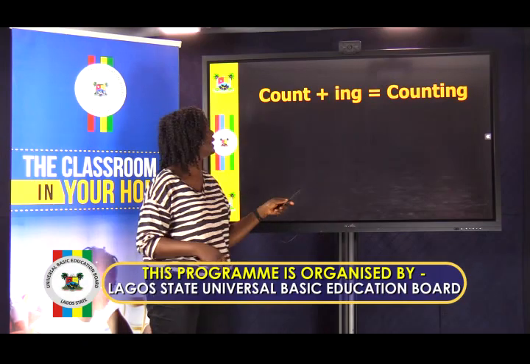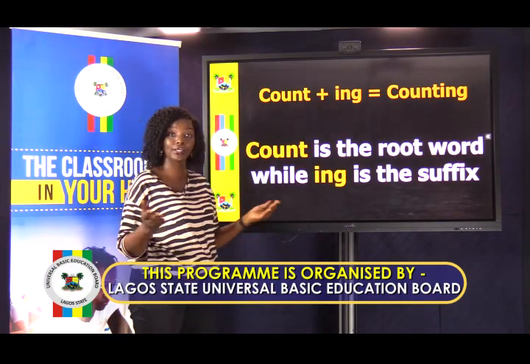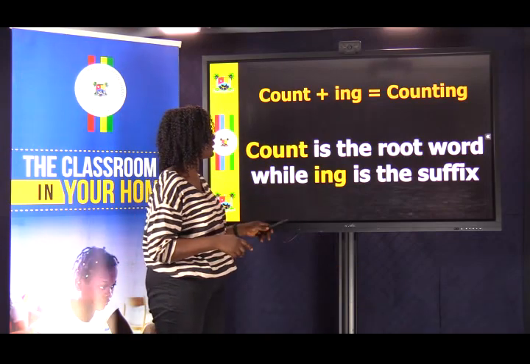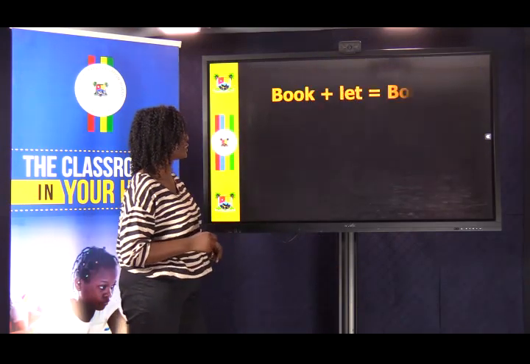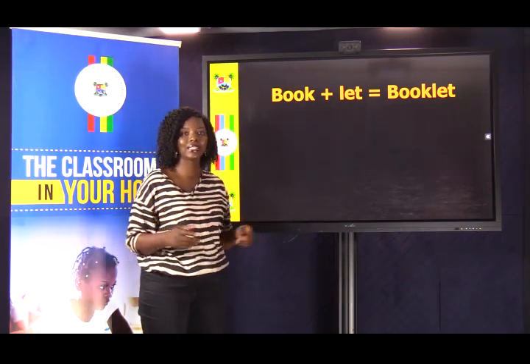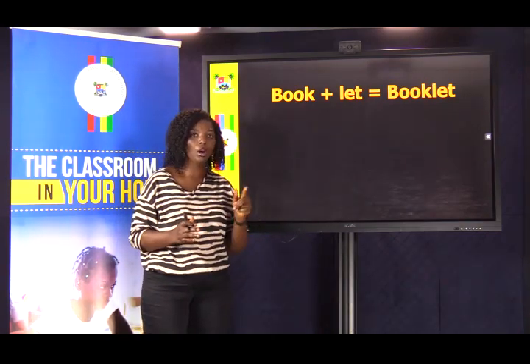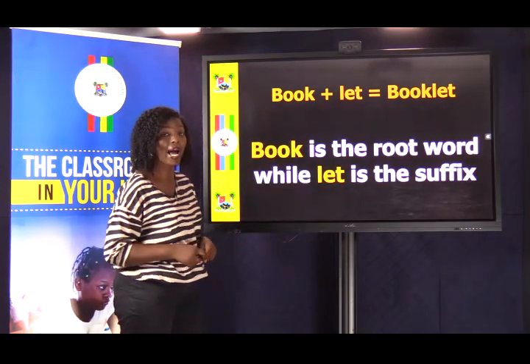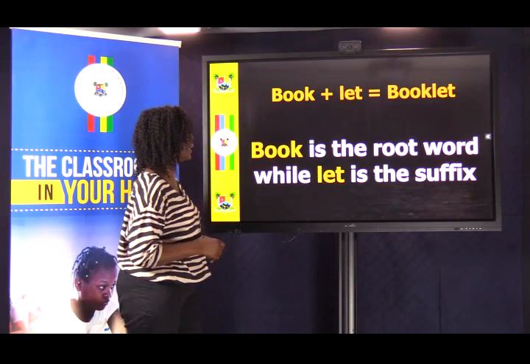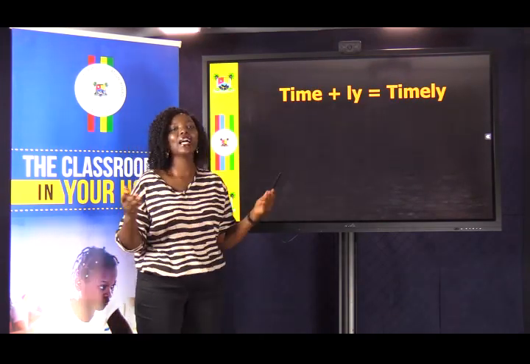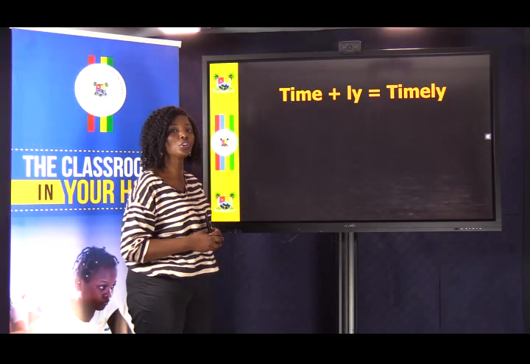Okay, we have count plus ing. That is counting. Count is the root word, while ing added to it is the suffix. Another example, book plus let. A book. But when we add let to it, we have booklet. Okay, and we move to another example.